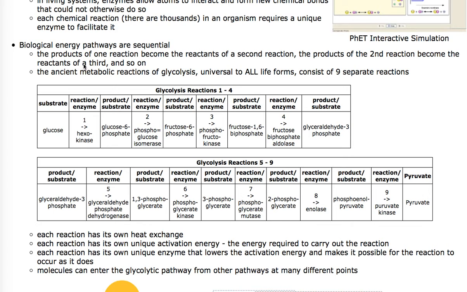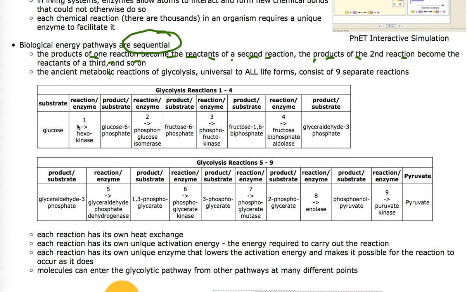Biological pathways like the Krebs cycle that you may have heard about last year, or glycolysis, are actually a bunch of reactions that are tied to each other. We say that they're sequential. Sequential reactions are where the products of one reaction become the reactants of the next reaction. The products of the second reaction become the reactants of a third reaction, and so on and so forth.